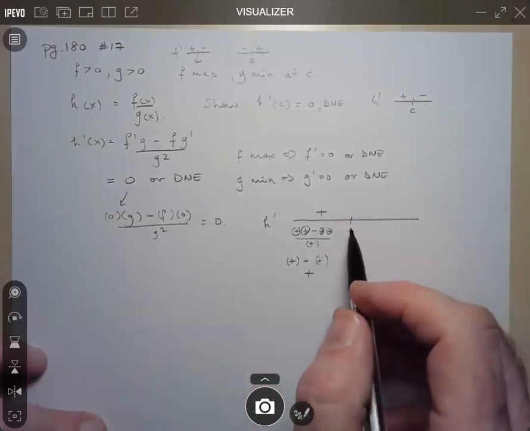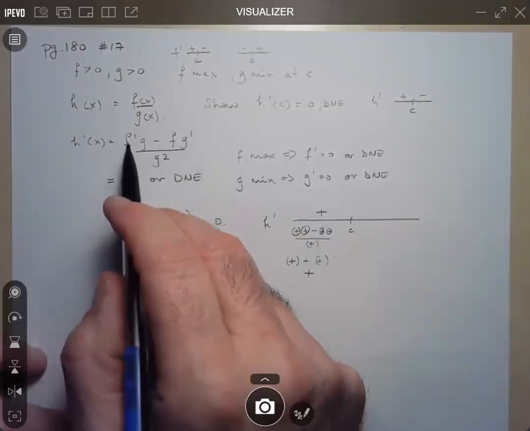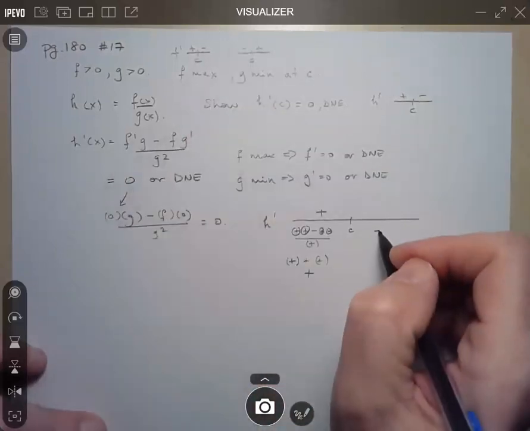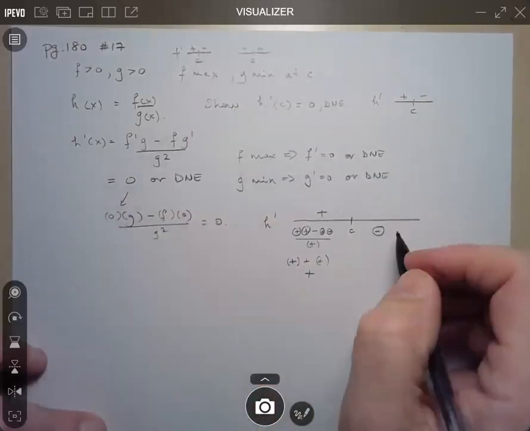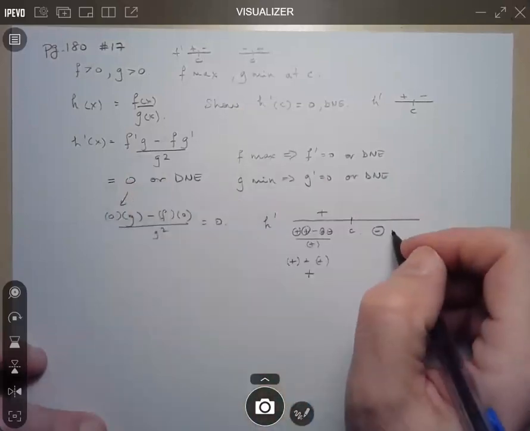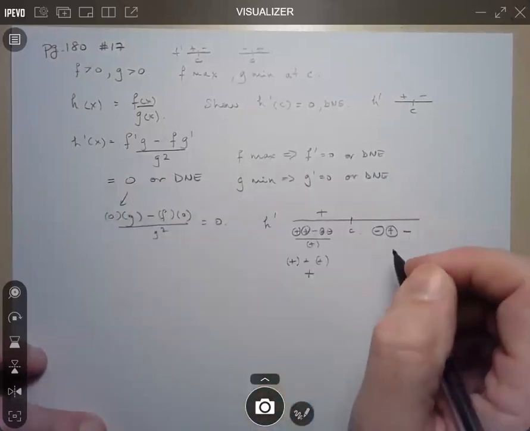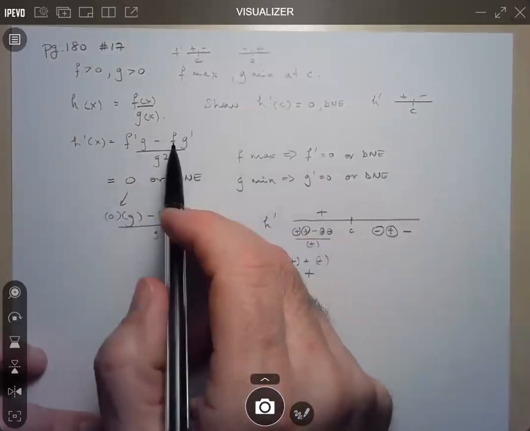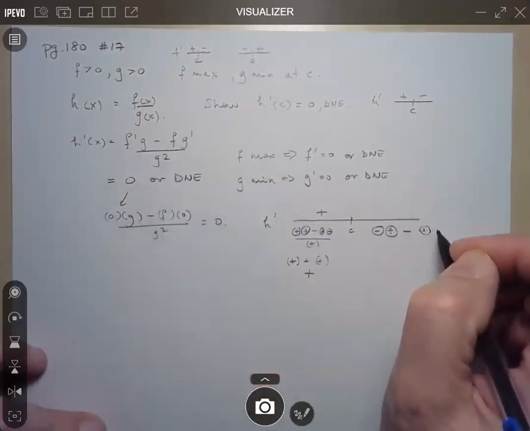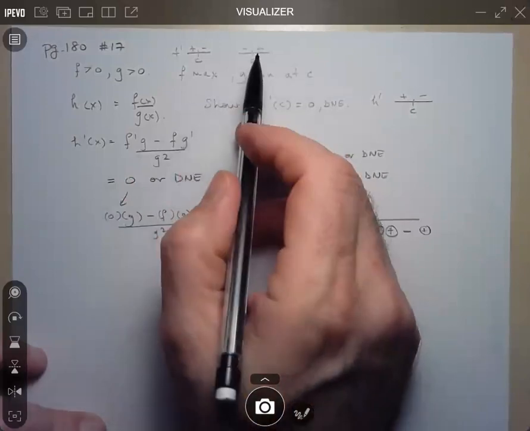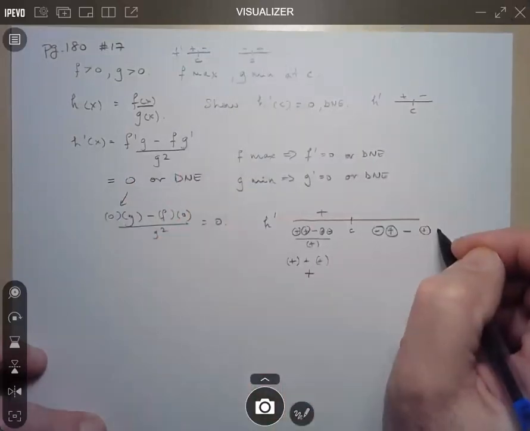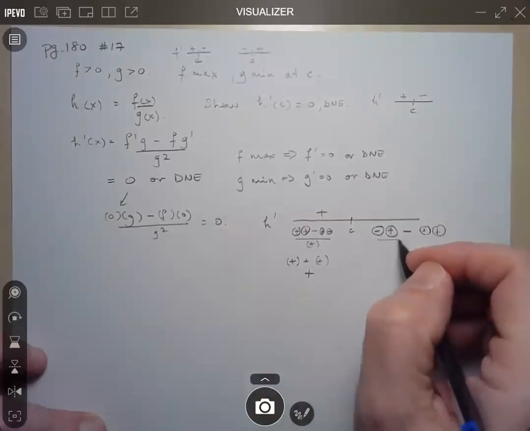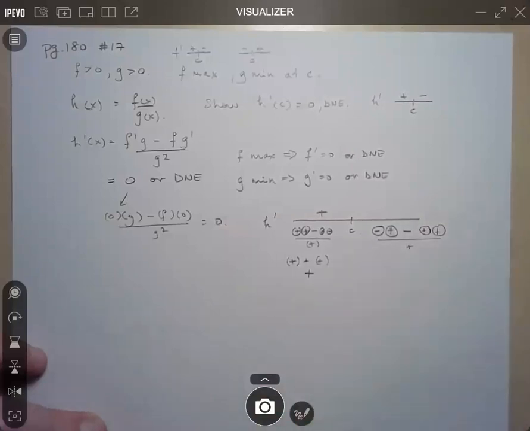Okay. F prime to the right of C is negative. Okay. F is always positive. And G prime to the right of C is also positive. And the denominator I don't need to worry about because it's just some positive number because it's being squared.